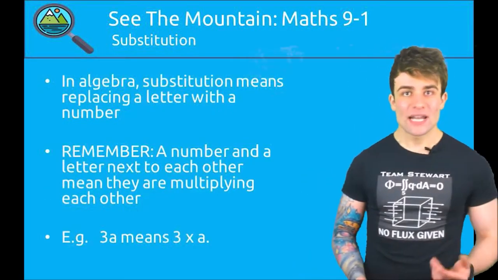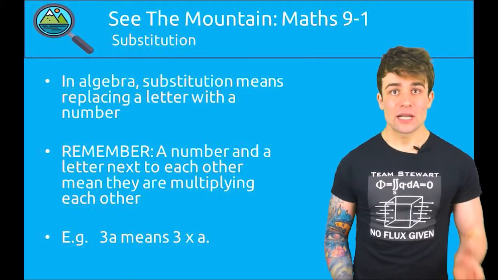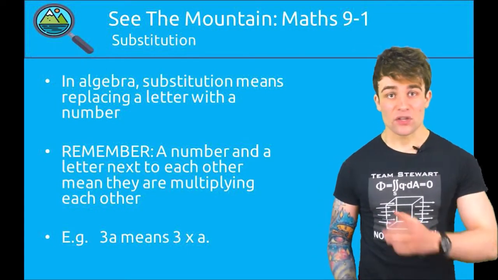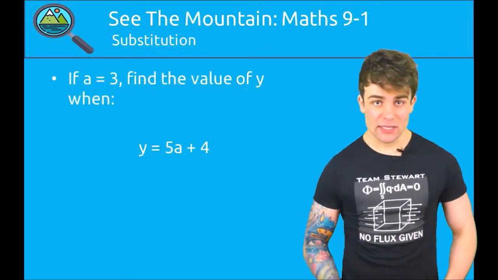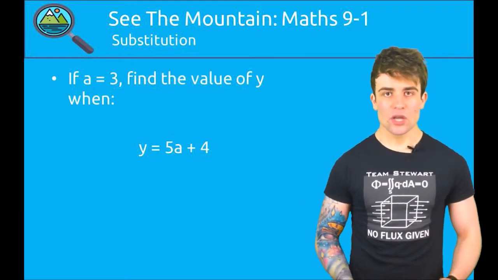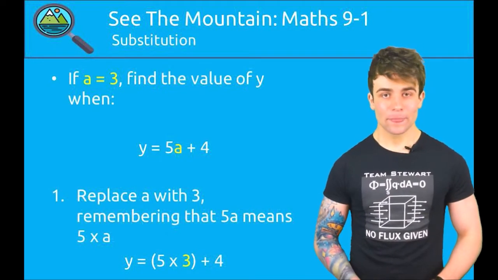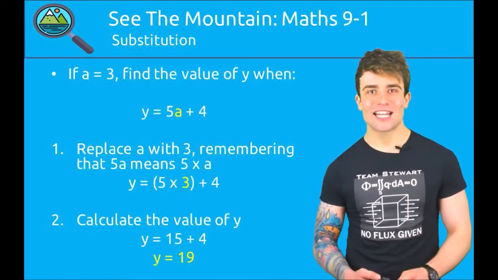Right, so in algebra, substitution just simply means replacing a letter with a number. Now just once again, remember that a letter next to the number means we're multiplying them together. So 3a would mean 3 multiplied by a. So in this first example, if a is 3, we're going to find the value of y. So 5 multiplied by 3 gives us 15. And 15 plus 4 would give us a final answer of y equals 19.